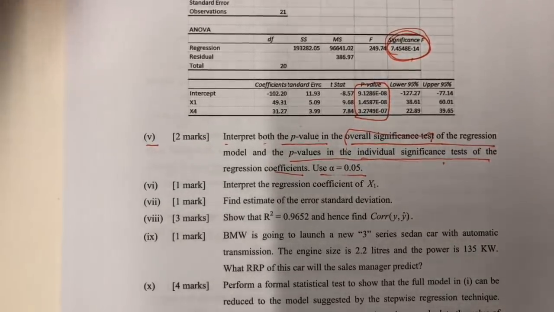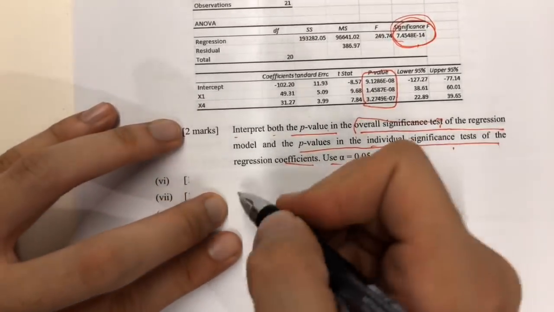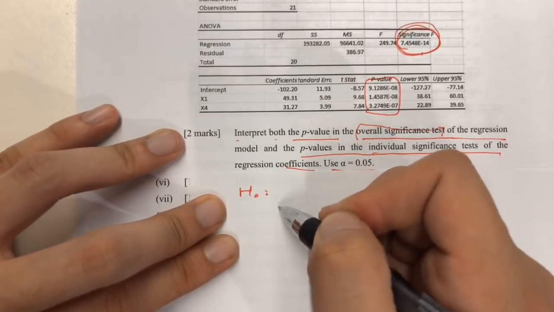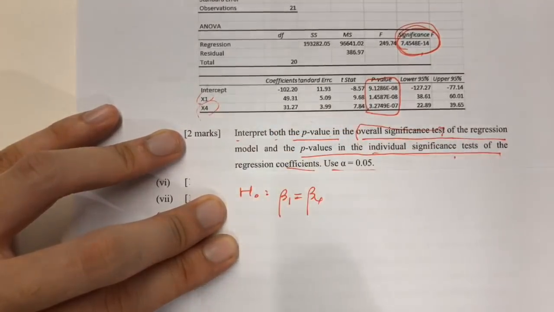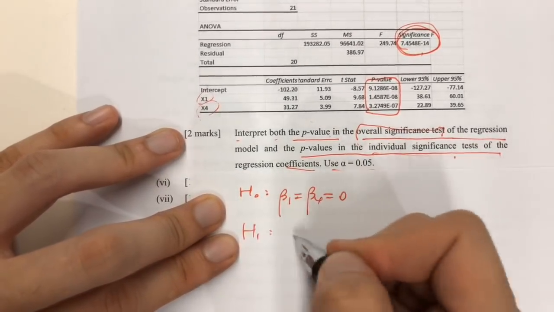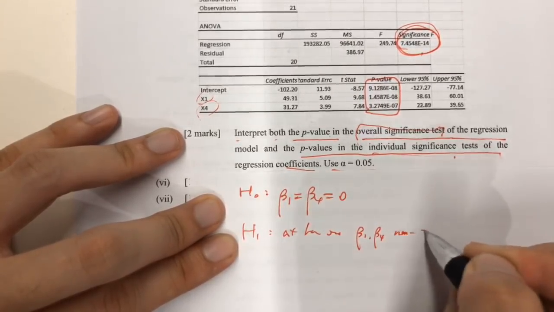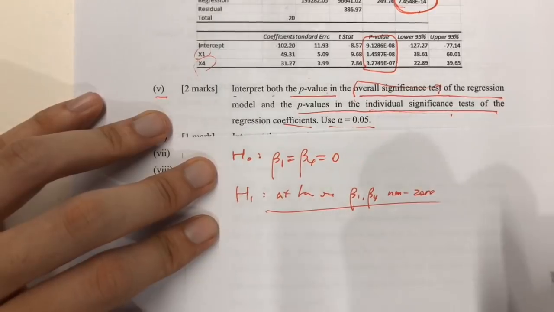So what do we need to do in order to interpret? I guess we firstly need to state the null hypothesis and alternative hypothesis of those tests. For the overall significance test, the null hypothesis should be beta 1 equals beta 4. We know the new model only consists of 2 independent variables, so beta 1 equals beta 4 equals 0, and the alternative is that at least one of beta 1 and beta 4 is non-zero. This is what we do for the null and alternative hypotheses.